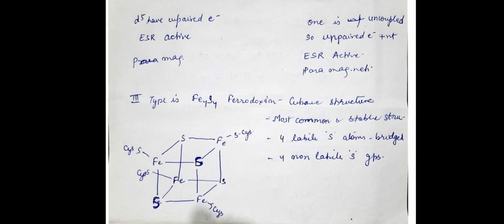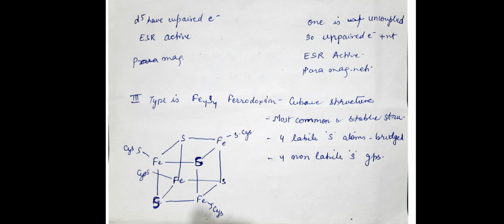Now the third type of ferredoxin is again a cubane type structure. Fe4S4 cubane structure is the most common and stable structure. It has 4 labile sulfur atoms which are bridged, and 4 non-labile sulfur groups which are part of the cysteine ring. Look at this cube. The upper square has alternate iron and alternate sulfur. Each iron has 3 bonds with sulfur which are bridged and 1 with the sulfur of the cysteine group. In the lower part of the cube, see the square, again 2 irons which are alternate to each other as well as alternate to the upper 2 irons.